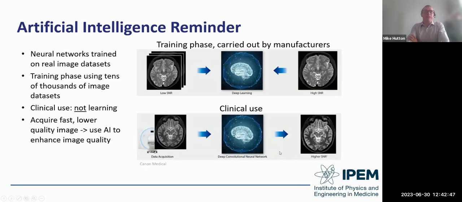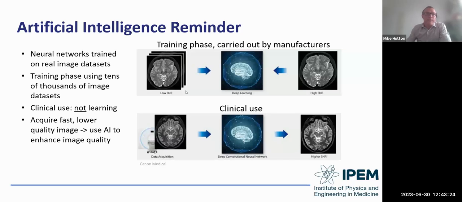Just a reminder then of AI techniques in MRI acquisition. So these are neural networks that have been trained on real image data sets. And they go through a training phase initially. This is carried out by manufacturers, where the neural network is given pairs of low SNR and high SNR images, and they learn how to take that low SNR image and output a high SNR image. The training phase typically consists of training on tens of thousands of images and image data sets, and then extensive testing once it's been trained as well.